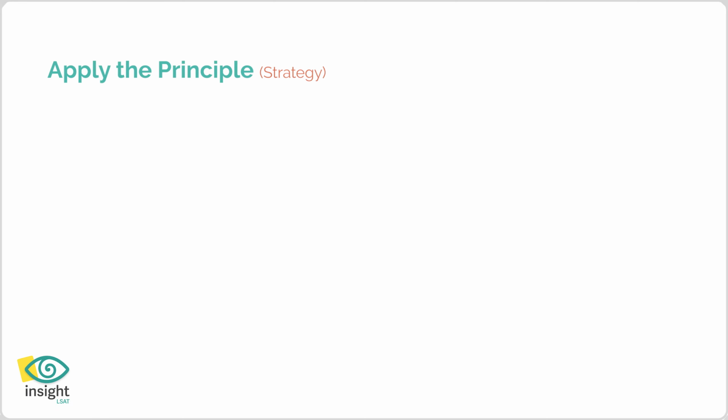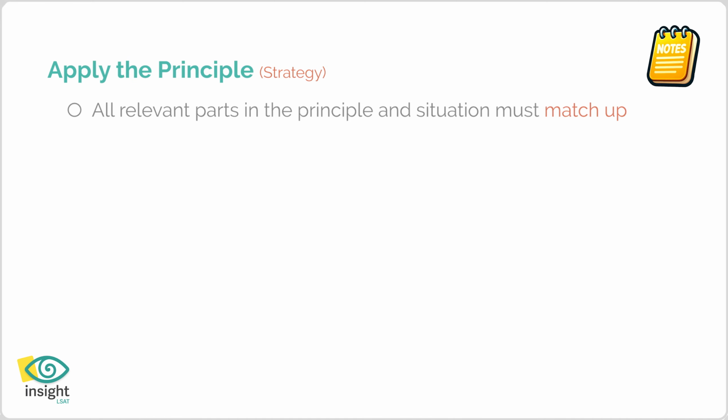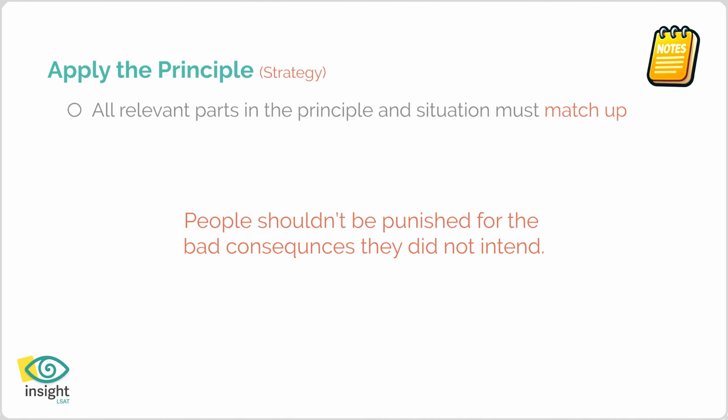Apply the principle is a fairly straightforward question type, so the strategy is going to be fairly straightforward as well. The principle has general language and the situation has specific language. You need to make sure that everything matches up. Just a moment ago, I gave you this principle. People shouldn't be punished for the bad consequences they did not intend. Notice that there are a few different parts there, and we'll have to see each of them in our situations in order to apply that principle.